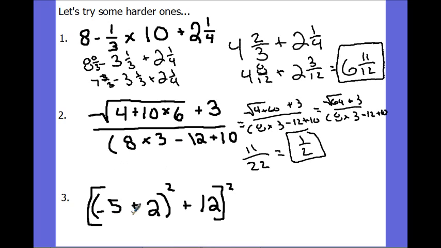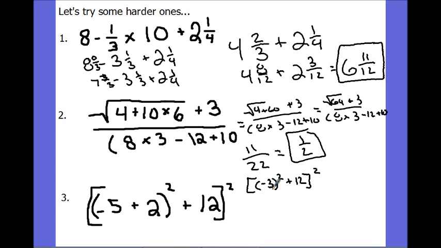Alright, so now I have a bracket and a parenthesis. So I have to do what's in the bracket first, and then since what's in the bracket is a parenthesis, I'm going to do that first. So we got negative 5 plus 2 is going to give me bracket, parenthesis, a negative 3 squared plus 12, and then I want to square that whole thing.